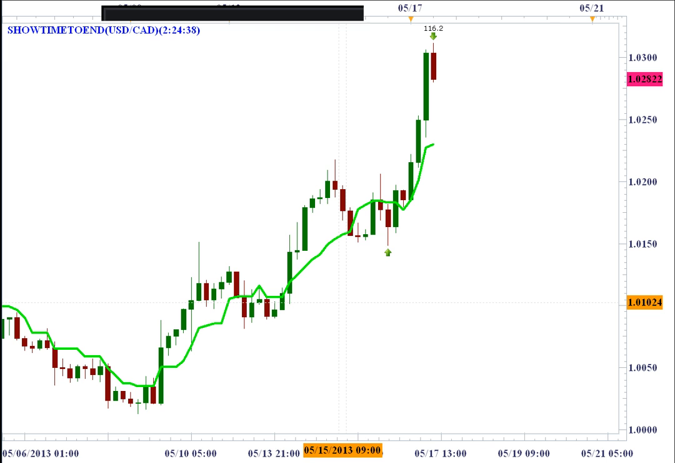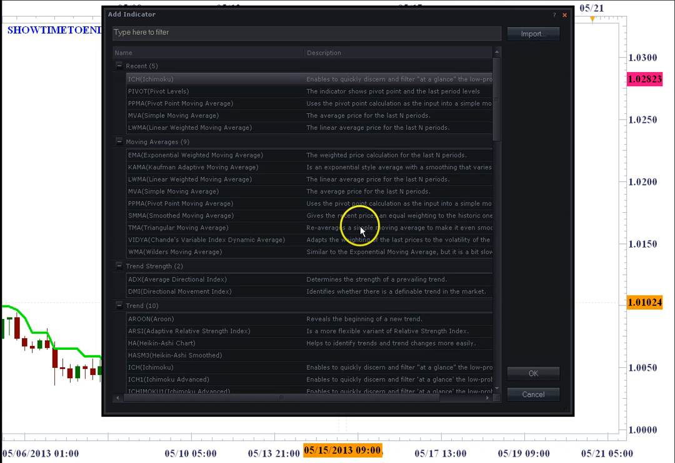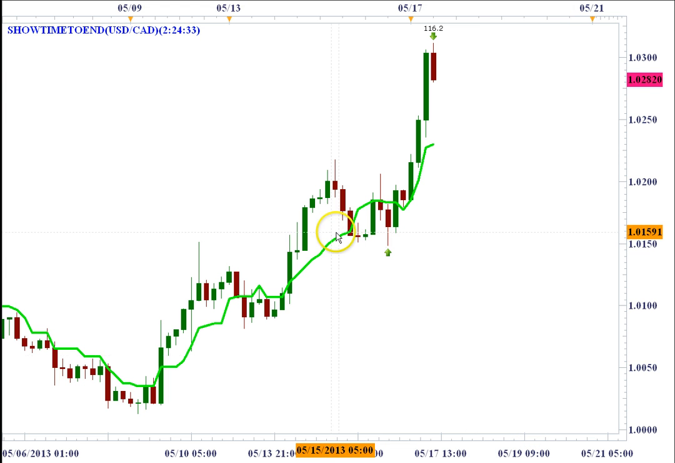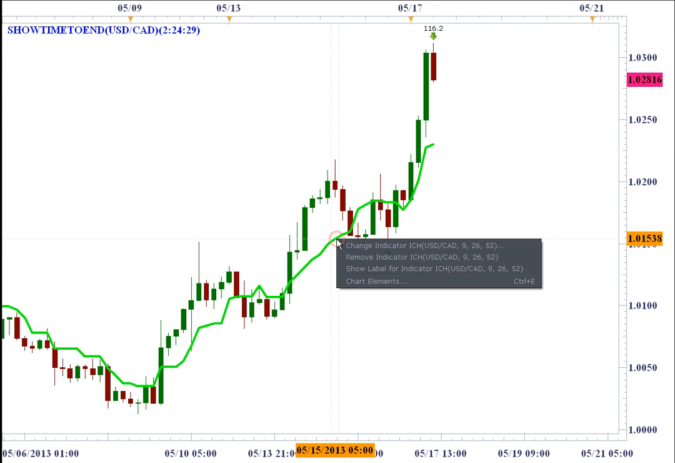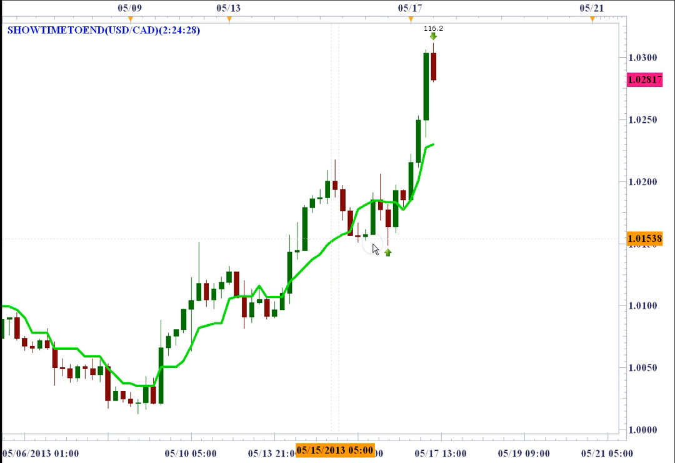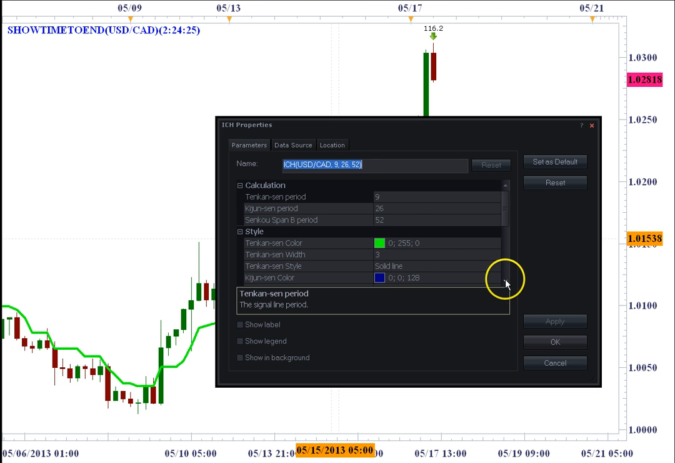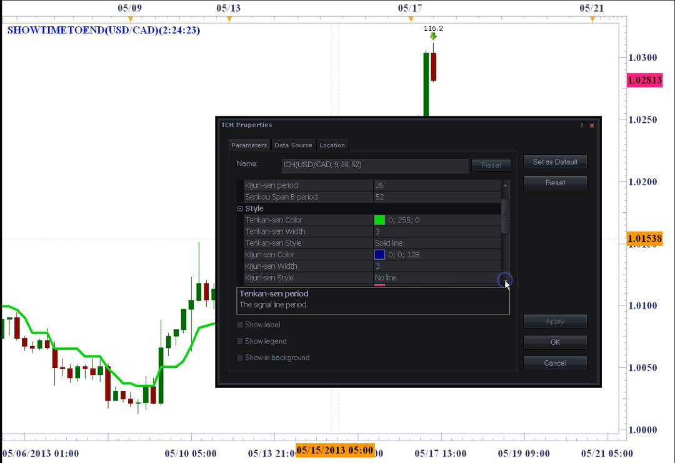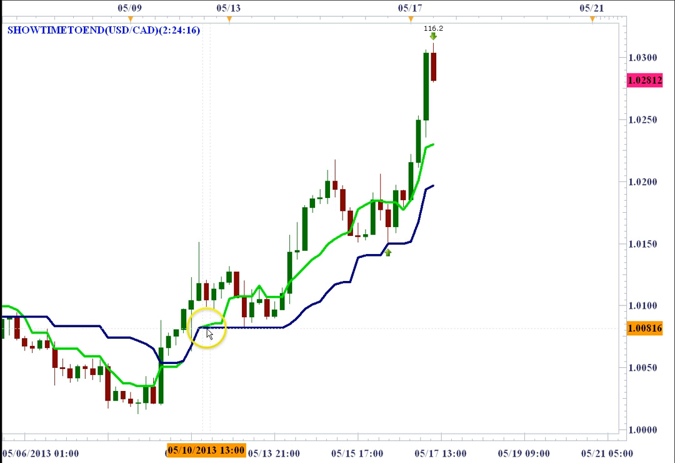Let's add that to the chart. No, we don't want to do that. We want to add that to the chart, the Kijun-sen. Now your Kijun-sen, this is the dark blue line.